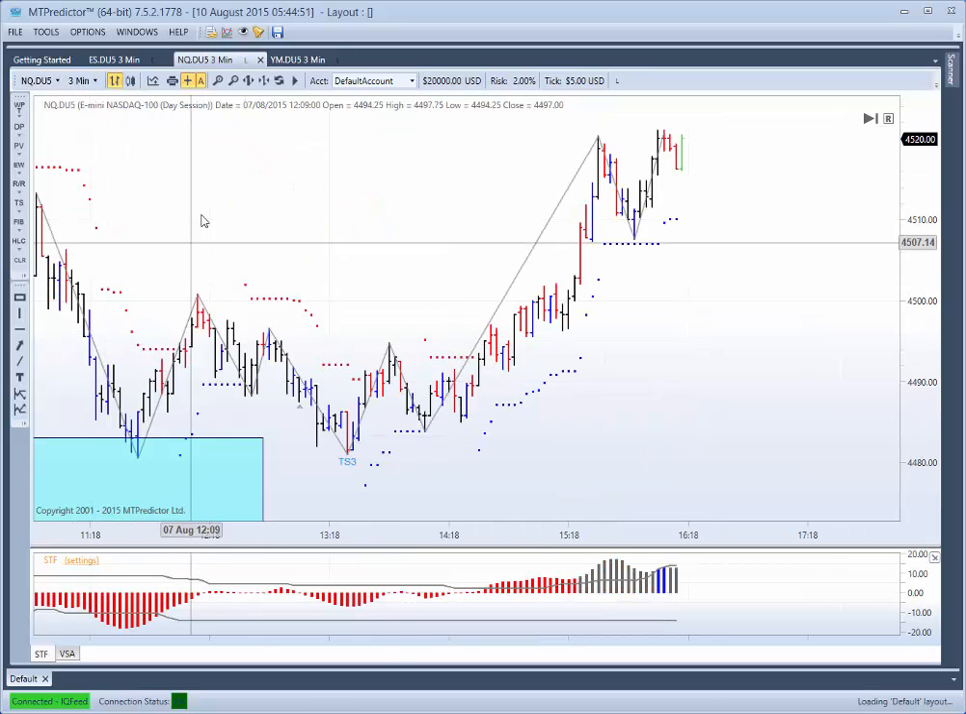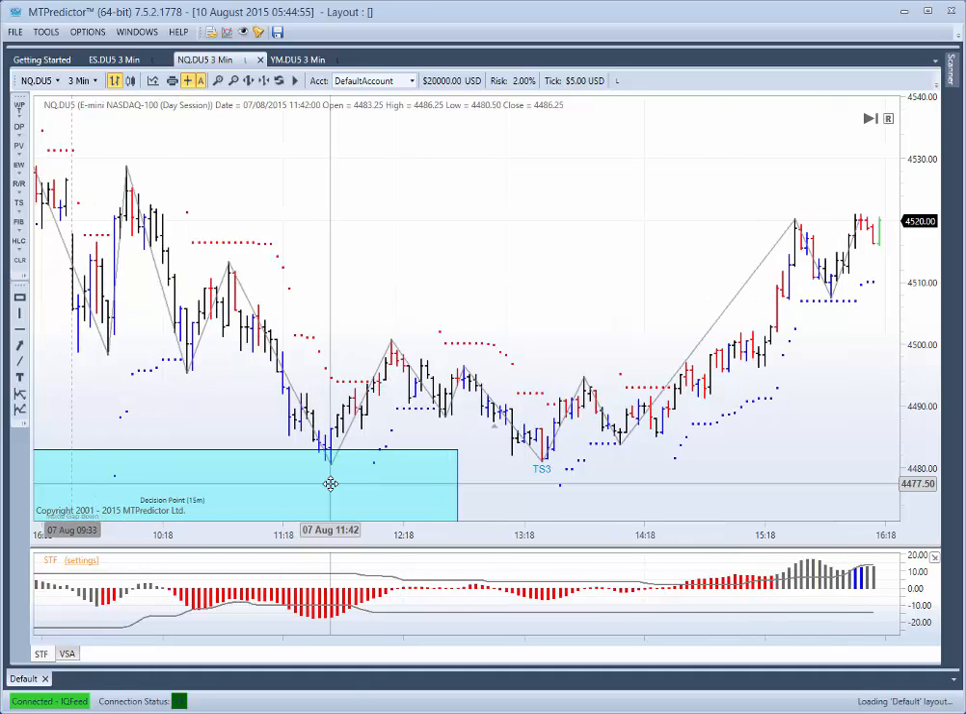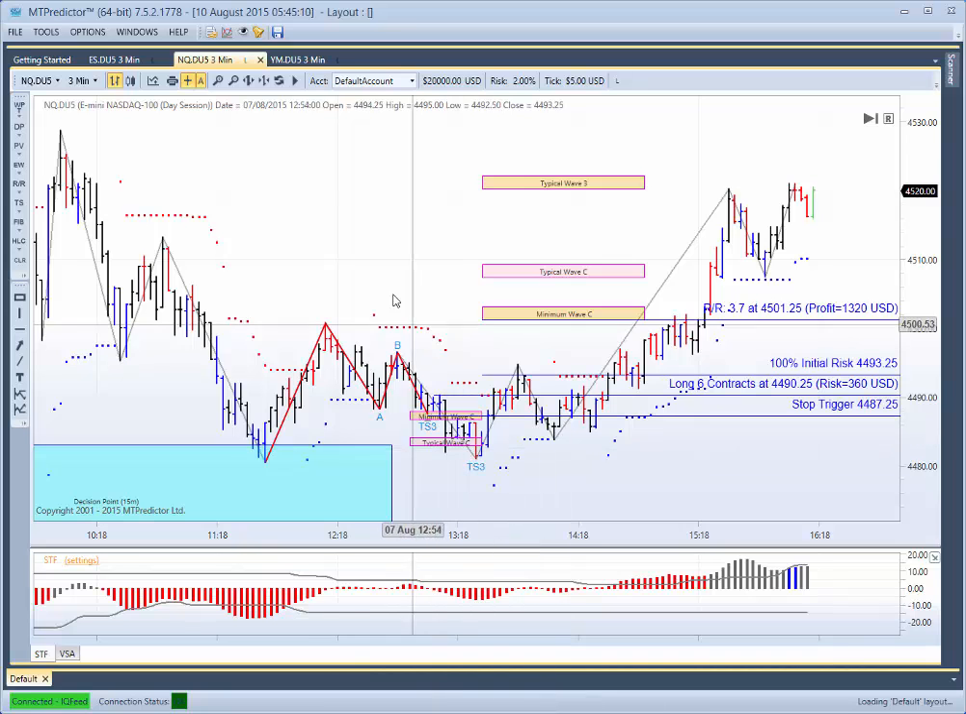So let's go back to our 3-minute chart, and there you can see our 15-minute DP catching the low very nicely. Then a little bit later at 1:30, so that's an hour and a half later, we had a good buy setup. In fact, we had another one here just over an hour later at 13:06. So let's place the analysis on this first buy setup.